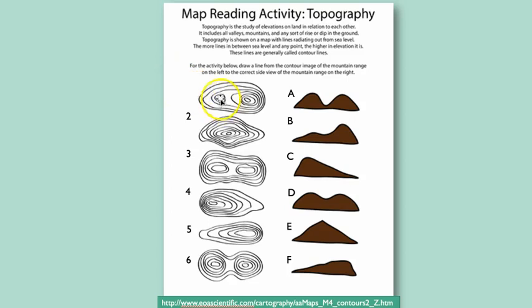So 1 would connect best to B, 2 would connect best to E, 3, D, 4, C, 5, F, and A connects best to 6.